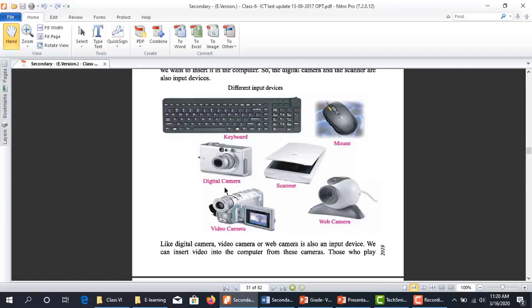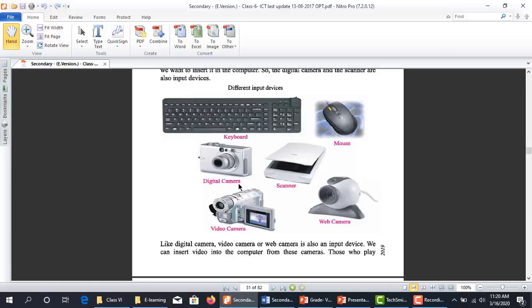Okay, I'm going to the next one, the scanner. A scanner is also an input device, because we can scan something. If we have pictures, if you have a book, then we can scan it into our computer. It will be connected with the computer, and you will take the pictures of this book, or the photos, and we will keep them inside our computer. So a scanner is an input device.